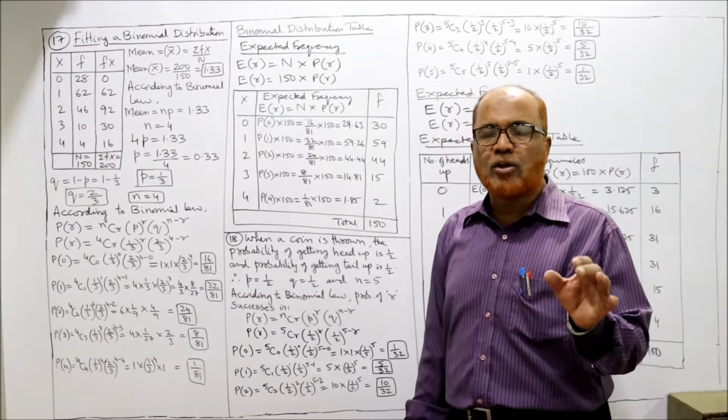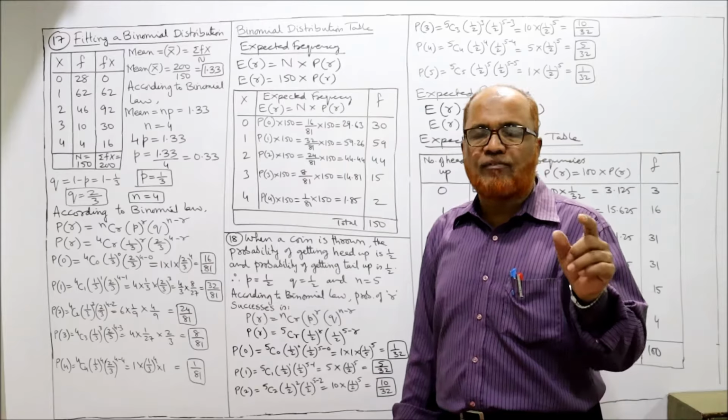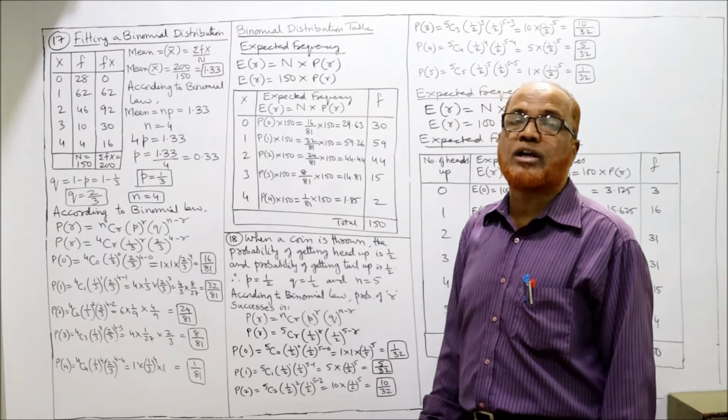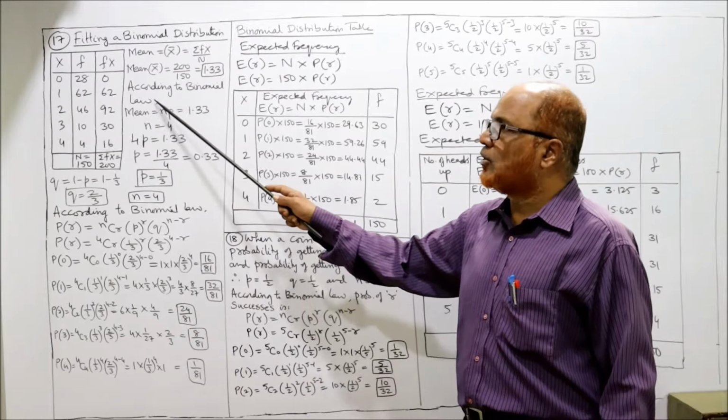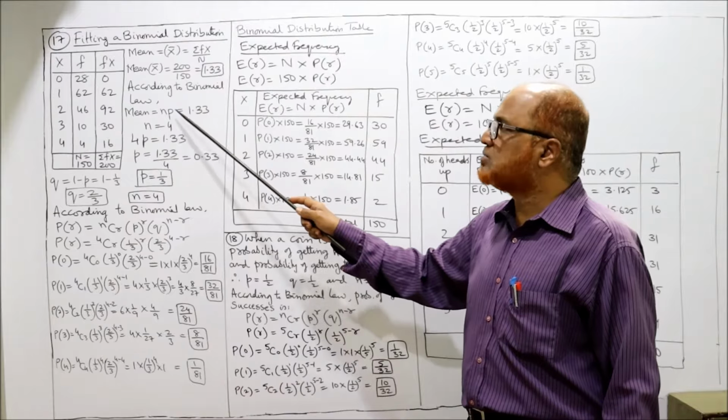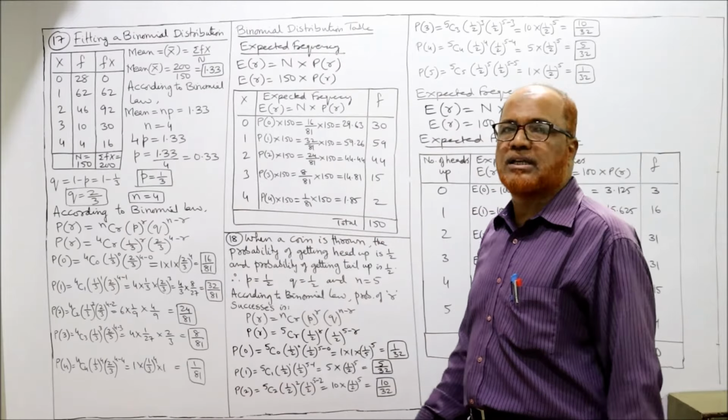And according to binomial probability law, the mean formula is NP. The formula for mean is NP according to binomial law. So according to binomial law, mean is NP. And we got the mean value 1.33. In other words, we can say NP is equal to 1.33.